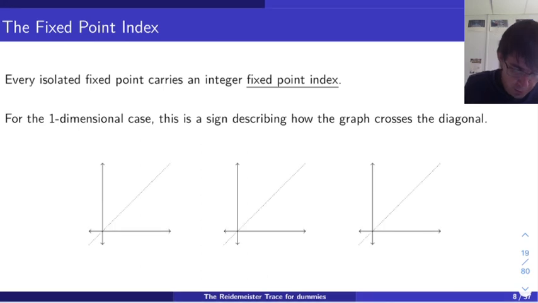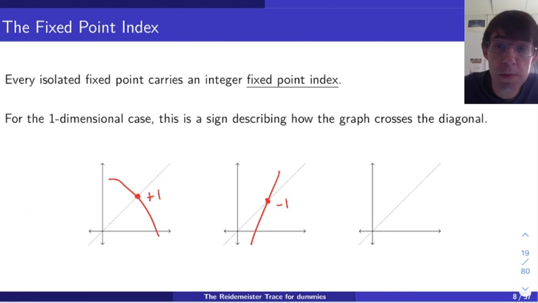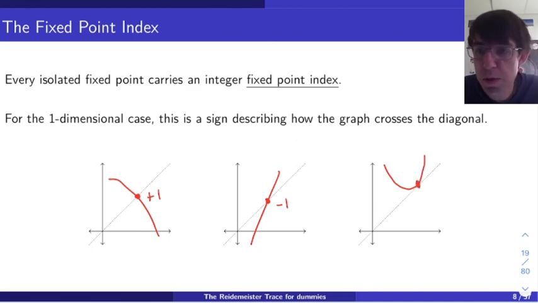So if the graph goes like this, then this counts as a +1 index. And if the graph goes like this, sorry, I should make it a real live function, if it goes like that, then this counts as a -1 index. The fixed point index has to do with orientations, right where the graph is crossing the diagonal. And then it's also possible to have a 0 index, although that's kind of a special case. That would be when the graph touches the diagonal tangentially like this, but doesn't actually go through it. So this is an index 0.